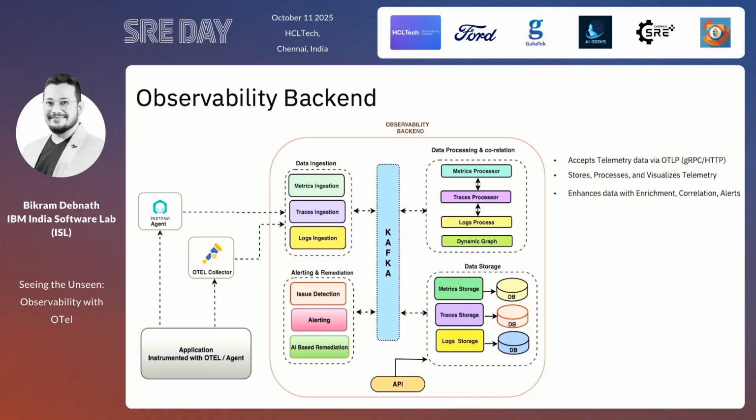So let's try to understand what we have in the diagram here. You have an application which is being auto instrumented, or some agent is instrumenting it, and you are exporting those telemetry data. You have the data ingestion module in the backend: the metrics ingestion, trace, and logs ingestion. Once the data are ingested, they are pushed into Kafka. On the right hand side, you have the data processing and correlation part. This is the part where the metrics, traces, and logs are correlated to each other, and the dynamic graph is formed.